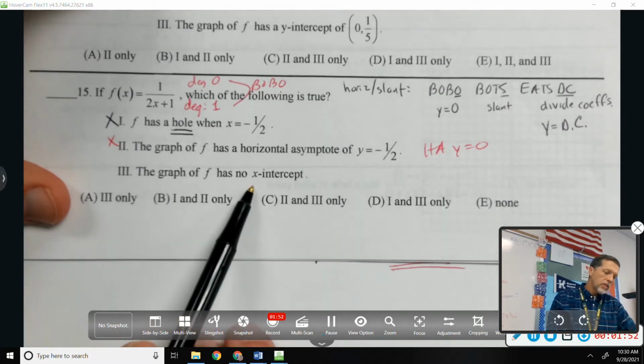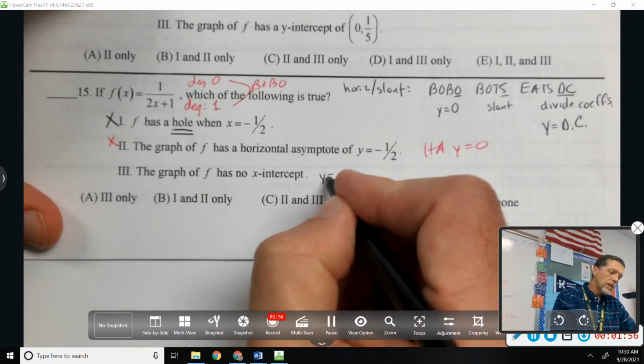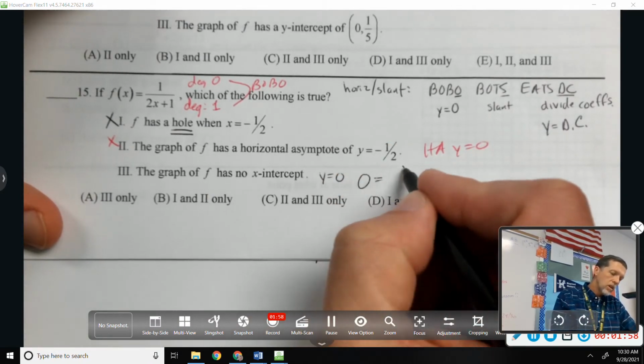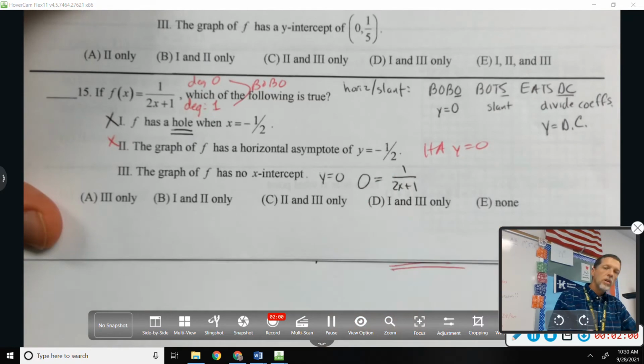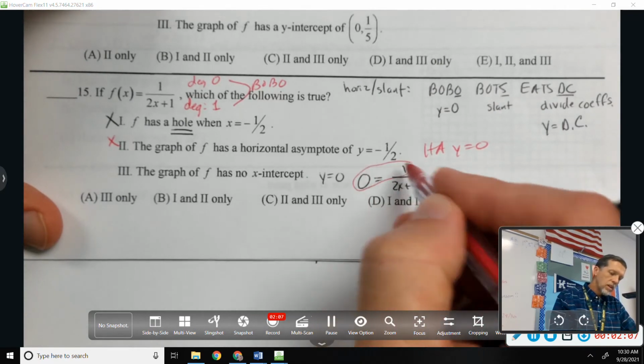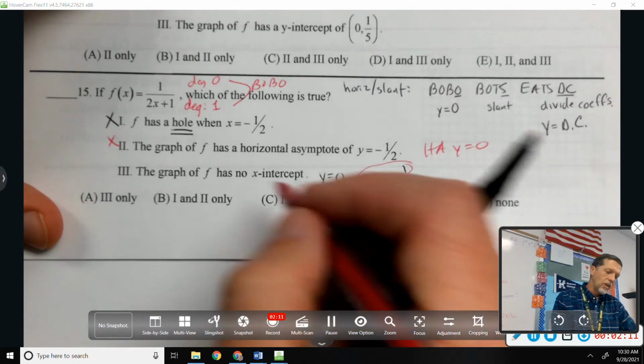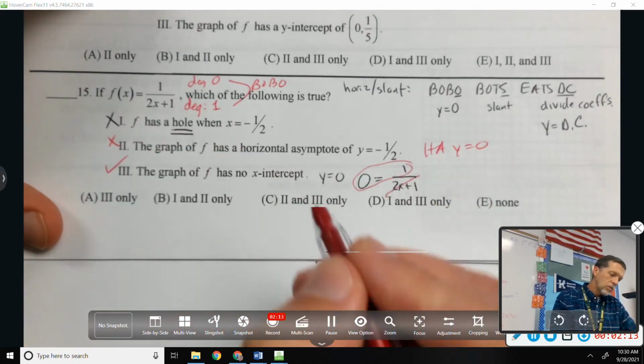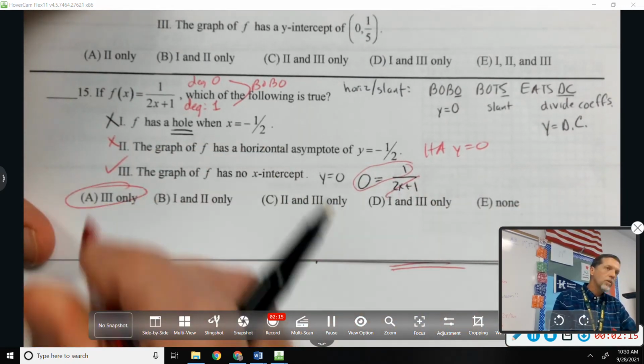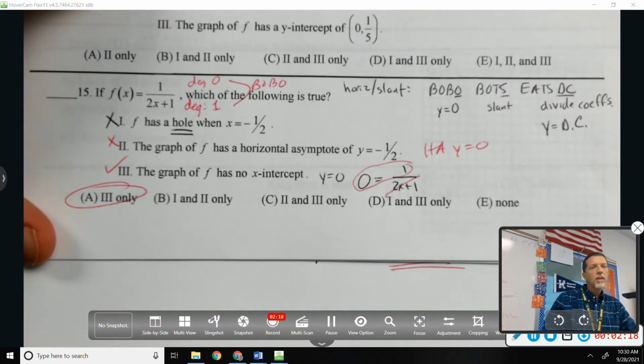The graph has no x-intercept. X-intercept means set y equal to 0. What makes a fraction equal to 0? The top or the bottom? The top. So what does this mean about x-intercepts? There aren't any x-intercepts. So 3 is true. Only 3. So with the Bobo, it's always 0.